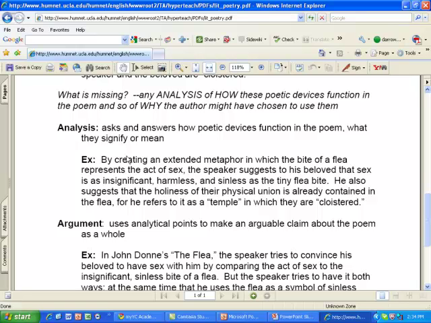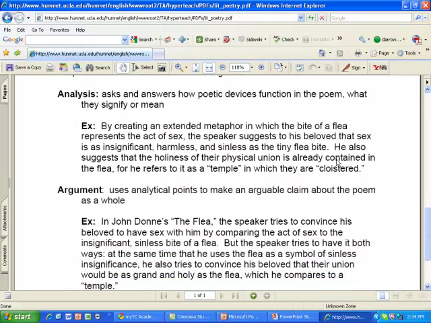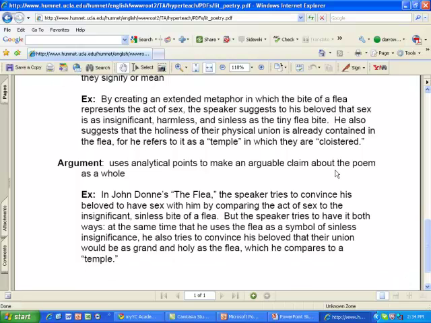What is the significance of those images? But now you have to say something about the whole poem, and that's what would become the thesis of this paper about the flea. And you can Google the flea and read it if you're interested in reading about this crazy flea poem.